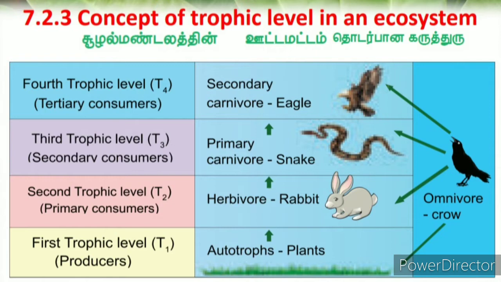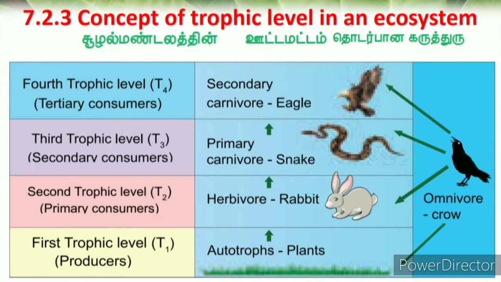Energy produced by the producers is utilized by the plant eaters called primary consumers, which occupy the second trophic level, that is T2. Herbivores are eaten by carnivores, which occupy the third trophic level, T3. They are called secondary consumers or primary carnivores. Carnivores are eaten by other carnivores, which occupy the fourth trophic level. They are called tertiary consumers or secondary carnivores.